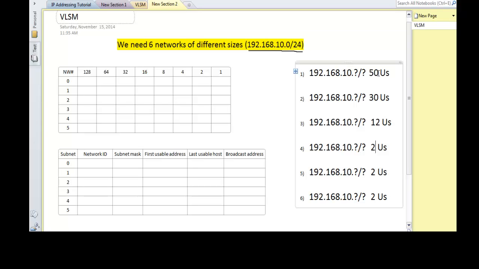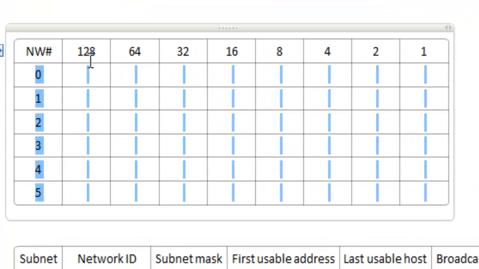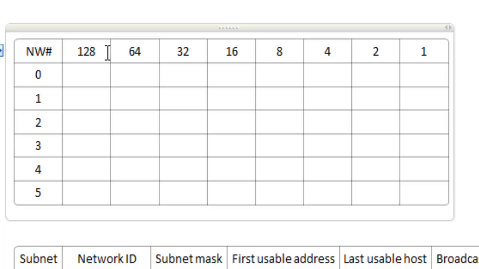Again we start with the largest, 50. You look on this one here. I believe by now all of us will remember this here: 128, 64, 32, 16, 8, 4, 2, and 1. This one is the last octet because we are working on class C, so we are borrowing bits from here, from the left to the right.